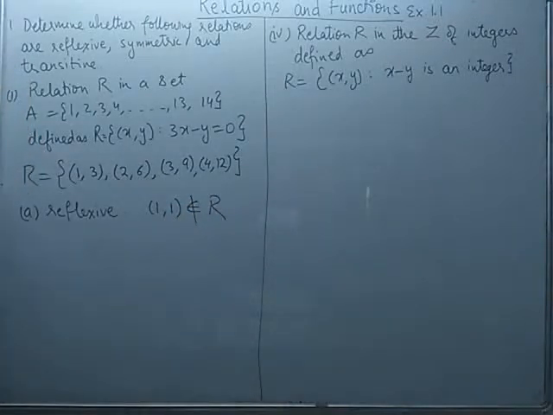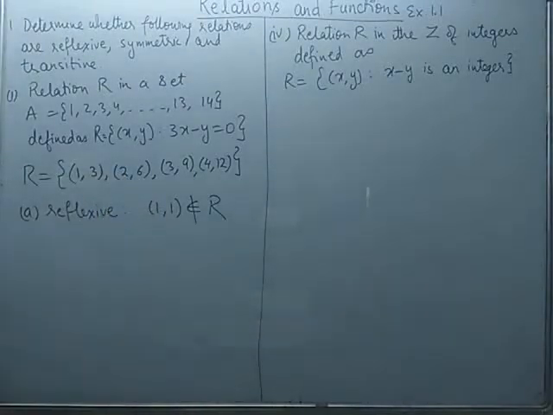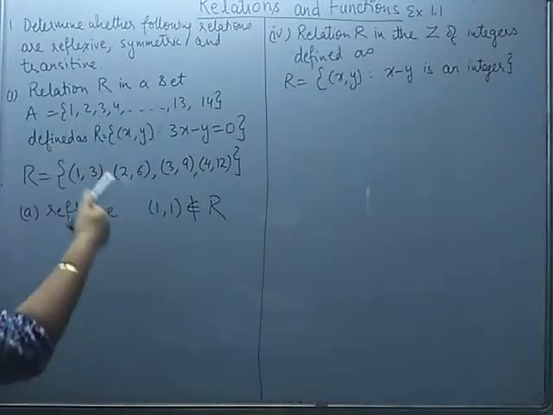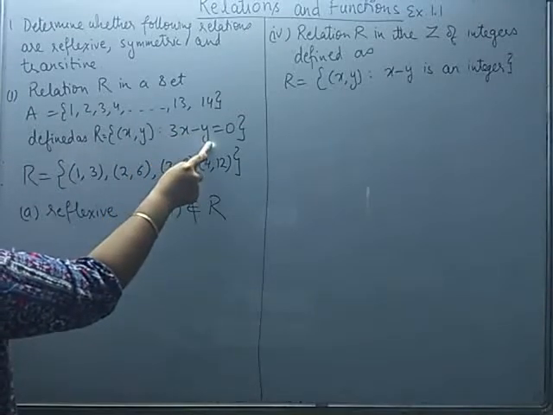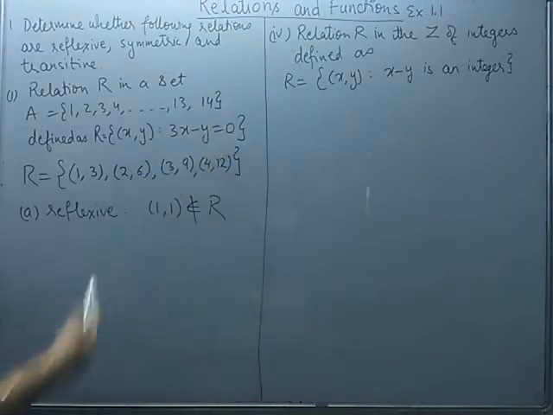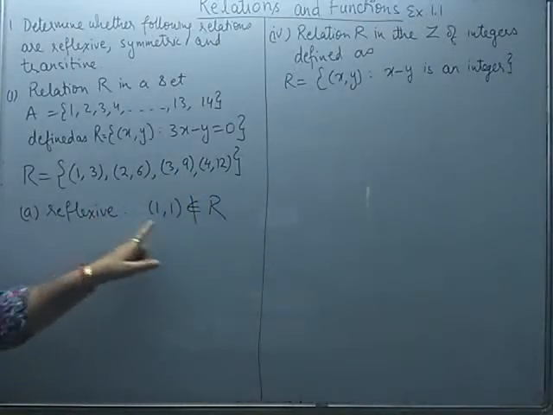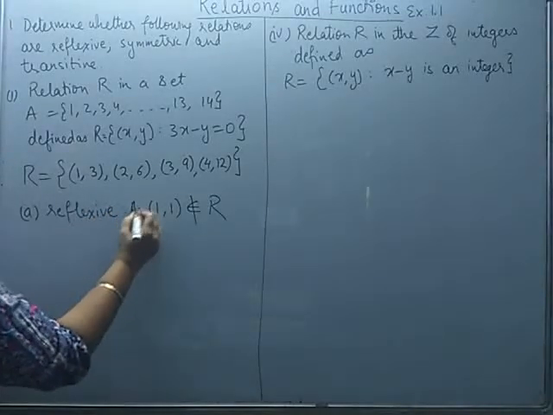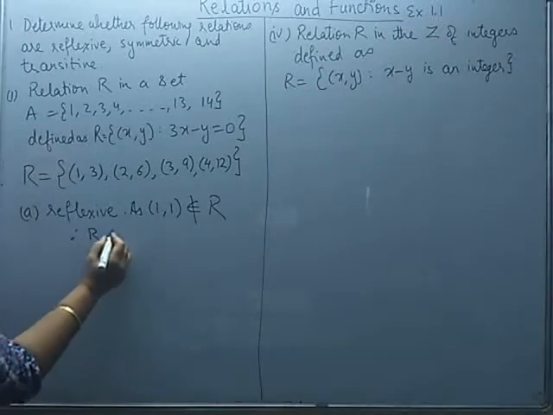So when you know that it is not a reflexive relation, you can justify your result by giving just any one example. Not only this, you can say 2, 2 will not belong to this, because 2 will not satisfy the given relation with itself. If I replace X and Y both by 2, this becomes 6 and this becomes 2. And 6 minus 2 is 4, which is not equal to 0. So we can simply justify that it is not reflexive by giving any one example. So we can write as 1, 1 does not belong to R. This means R is not reflexive.